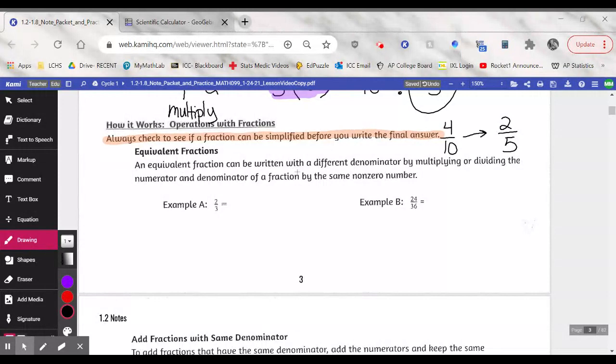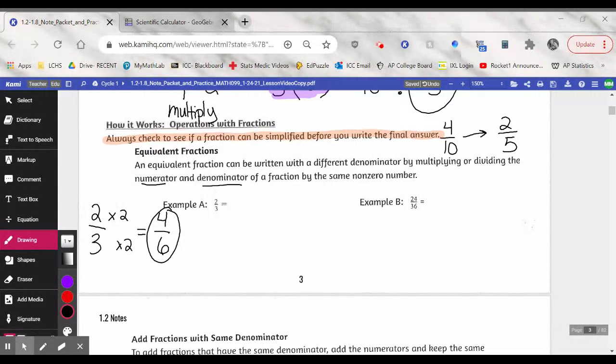So an equivalent fraction can be written with a different denominator by multiplying or dividing both the numerator and denominator by the same non-zero number. So 2/3, that is as simplified as it will get because there isn't a number that goes into both 2 and 3. But what I can do is multiply it by another number on the top and the bottom so that I get a larger number. So let's multiply it by 2 on the top and bottom. That would give us 4/6. So 4/6 is an equivalent fraction with 2/3.